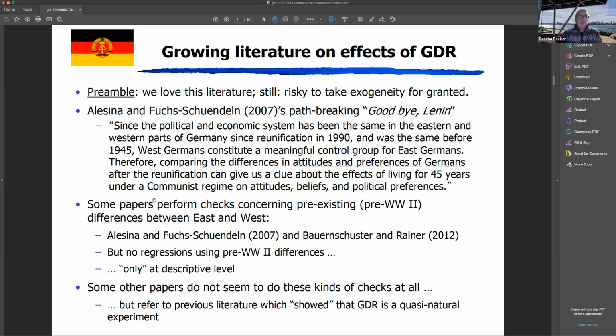But even those that have taken account of potential pre-existing differences have not always done so in a formal way, in the sense of, say, throwing in pre-World War II controls on the right-hand side. But sometimes these comparisons have been at a relatively aggregate descriptive level.